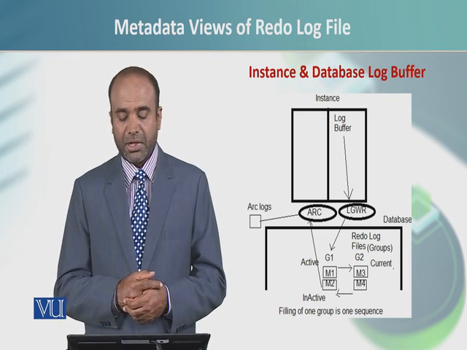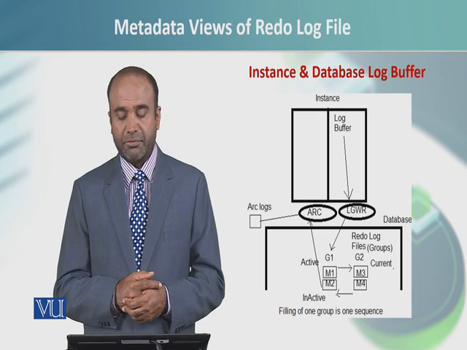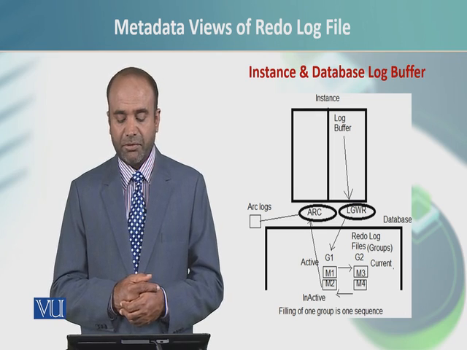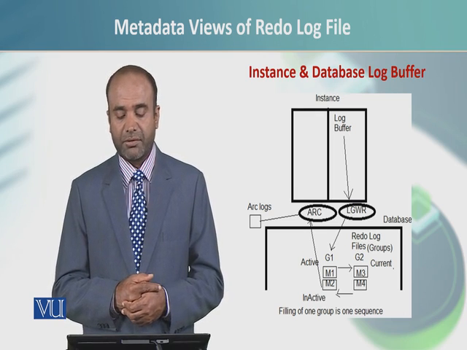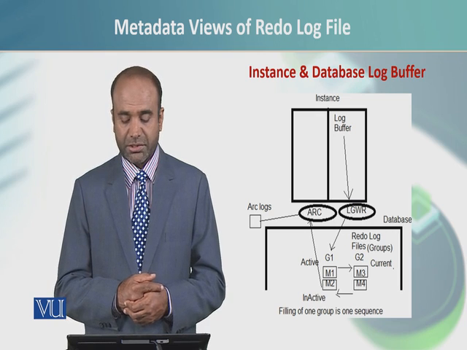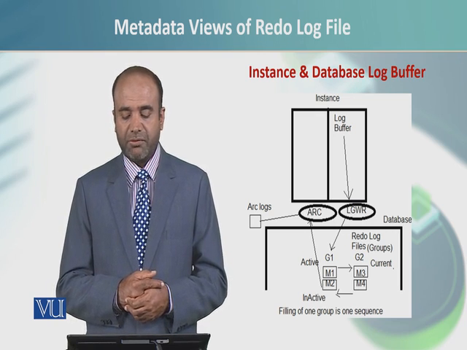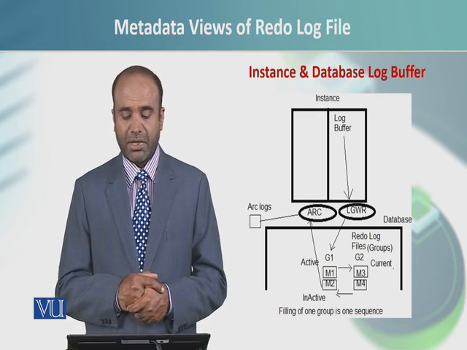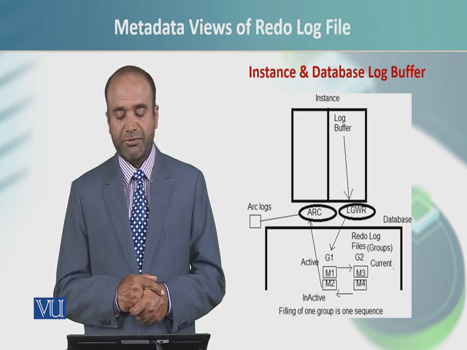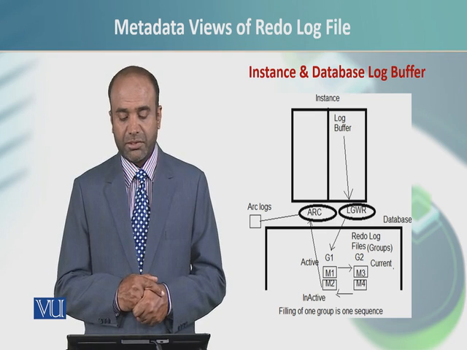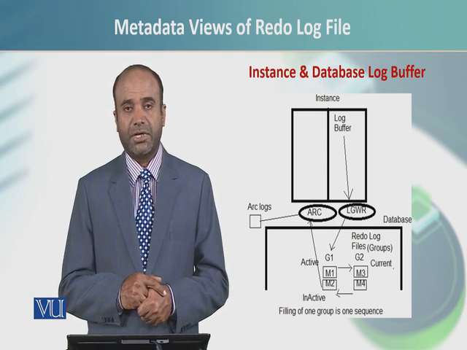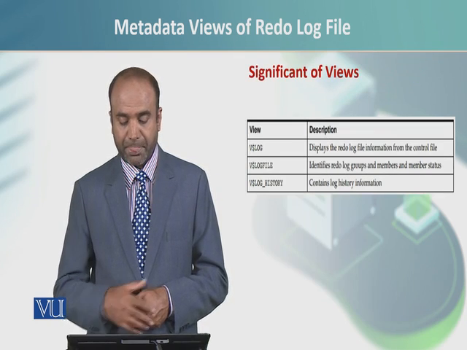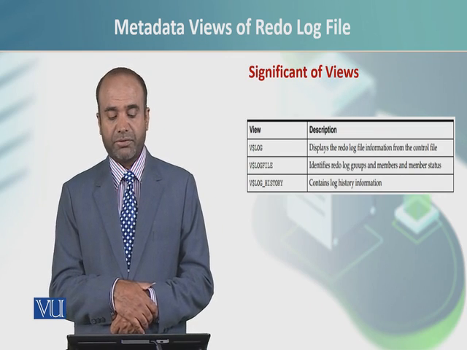Once it is filled up, the previous group G1 will come up again. If we are saving the overwritten data, it will become inactive and start filling the archival data in the archive logs. So filling of one group is in one sequence. In a cyclic way, these groups are filled one after the other, and their status changes from active to current and from current to inactive. In this fashion, we can see how the instance and database log buffer perform the task through the log writer.